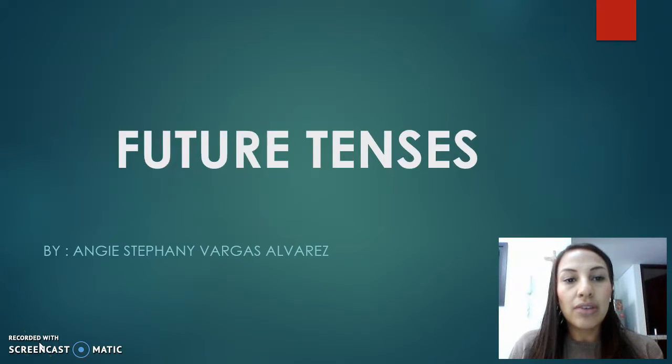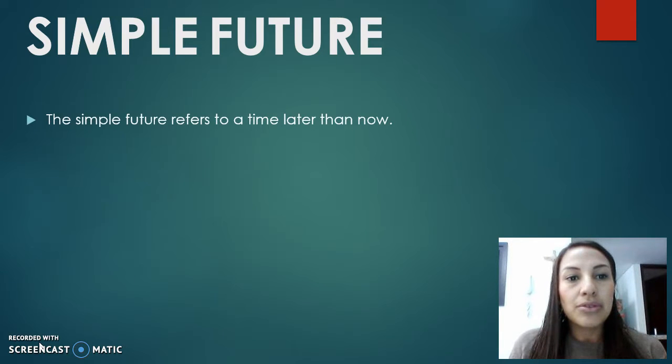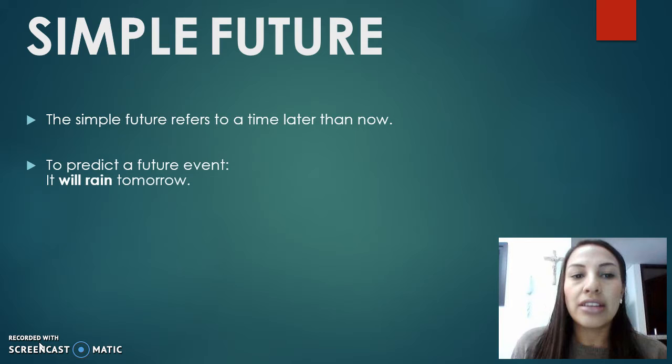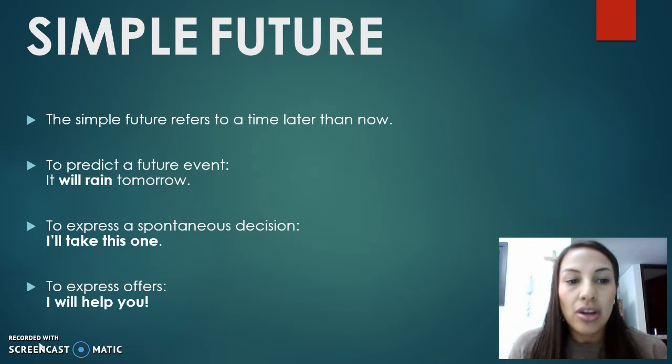Today we are going to talk about future tenses. Let's start with simple future. The simple future refers to a time later than now, to predict a future event, to express a spontaneous decision, or to express offers.